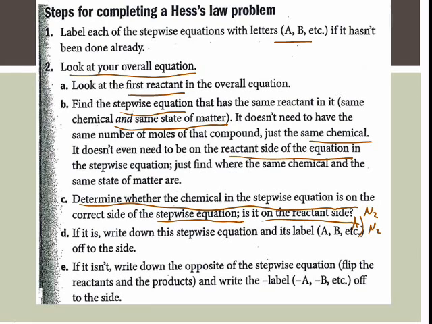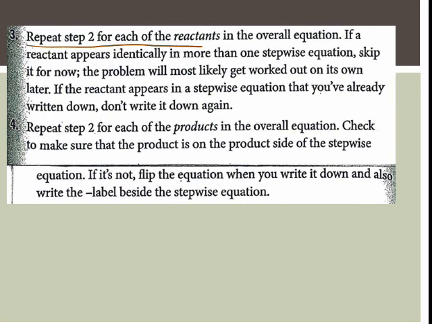Now we could have flipped it. If it was on the product side, we could have flipped it, and then we would have labeled it minus A or minus B, etc. So repeat step 2 for each of the reactants in the overall equation. If a reactant appears identically in more than one stepwise equation, skip it for now. The problem will most likely get worked out on its own later. If the reactant appears in a stepwise equation that you've already written down, don't write it down again. So we're only going to write it down once.